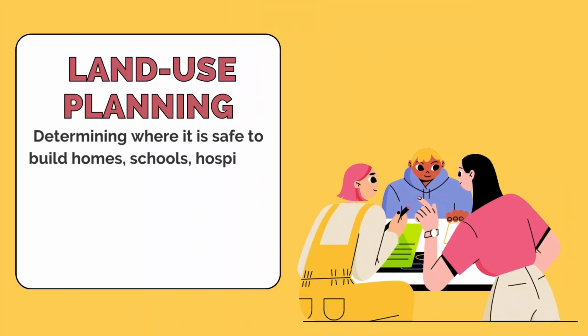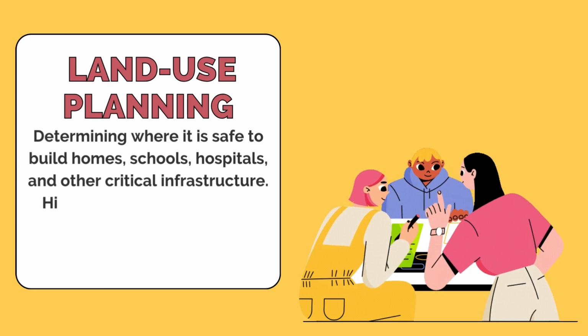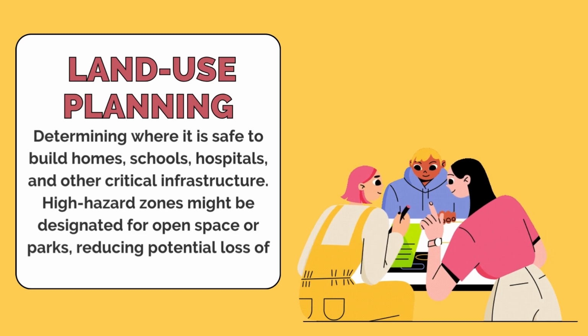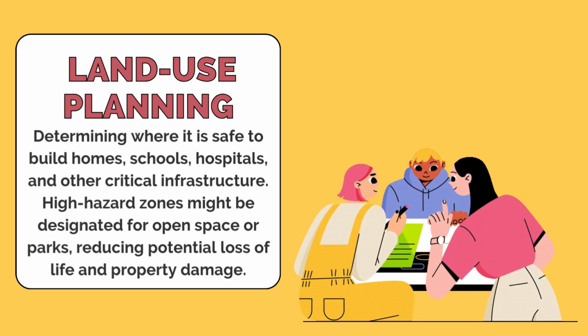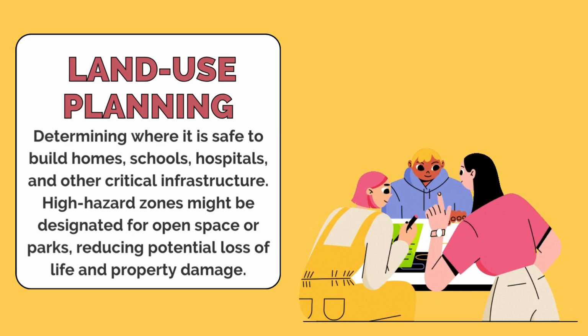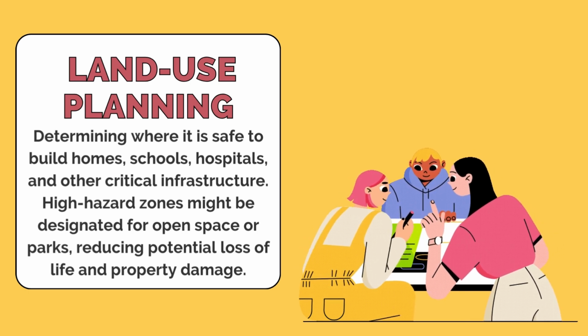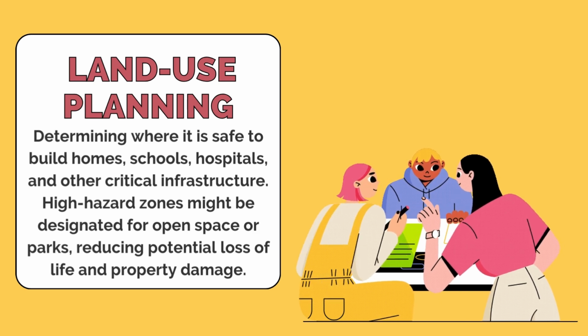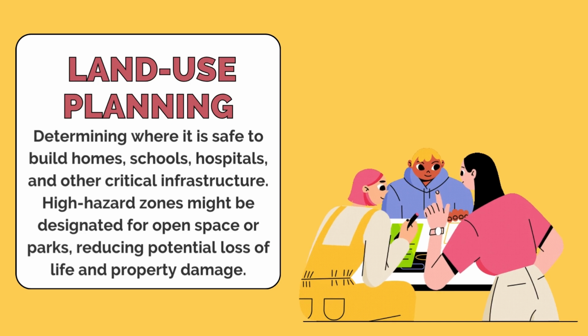First is land use planning. Land use planning is to determine where it is safe to build homes, schools, hospitals, and other critical infrastructure. High hazard zones might be designated for open space or parks, reducing potential loss of life and property damage.